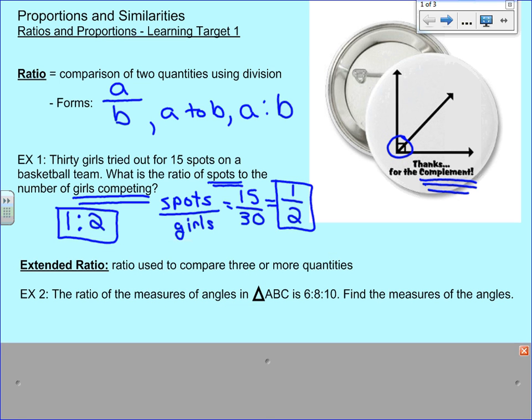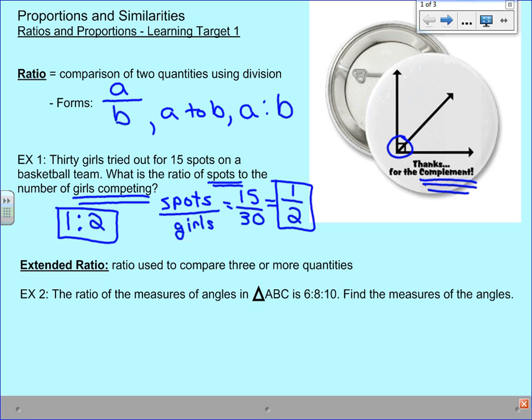And if you'll notice on your note sheet, we also have what's called an extended ratio. An extended ratio is a ratio used to compare three or more quantities. So the second example talks about the ratio of the measures of angles in triangle ABC is 6 to 8 to 10. It says find the measures of the angles. Well, the first important thing is we have a triangle. We know that the measures of the angles in a triangle equal 180 degrees. So we have three angles in a triangle. That's where we get the 6, the 8, and the 10 from.